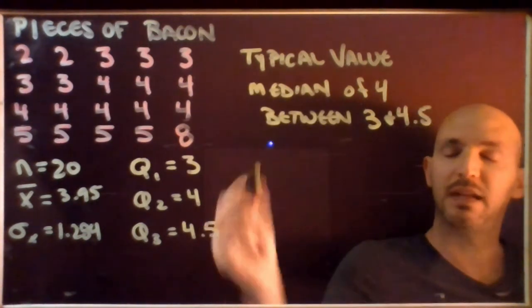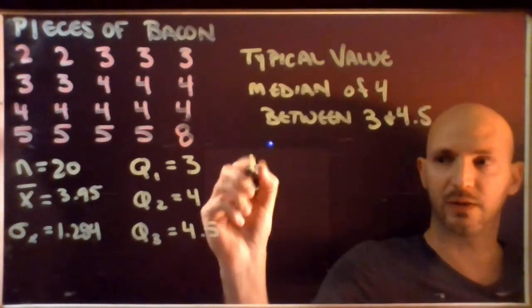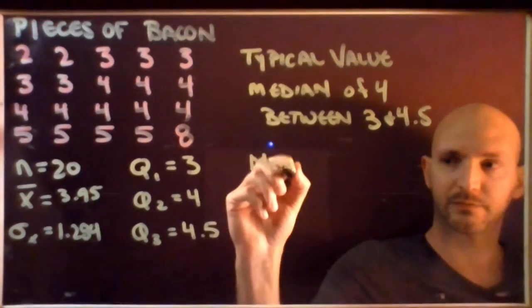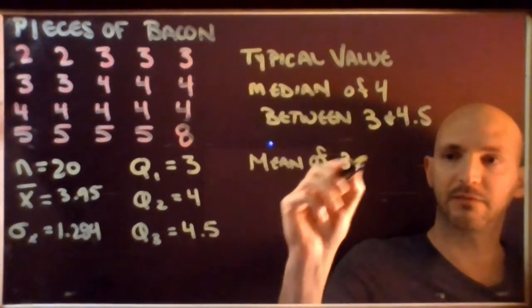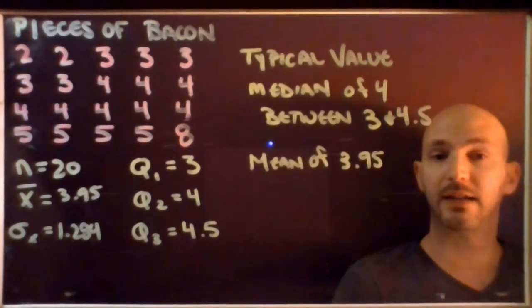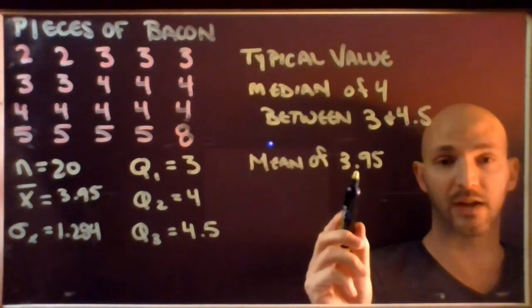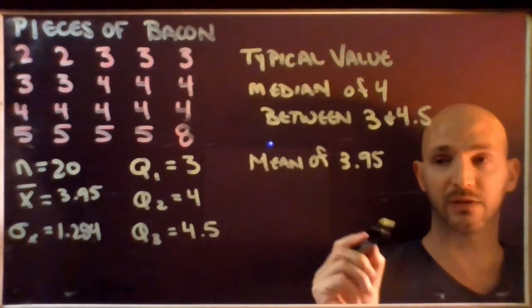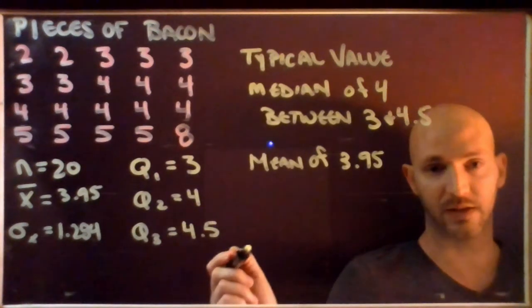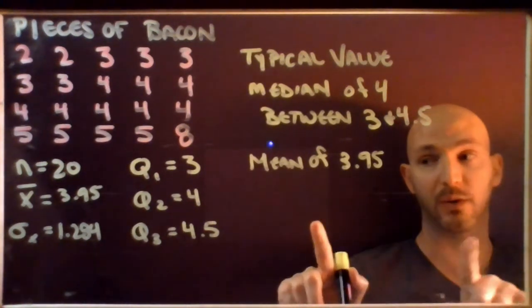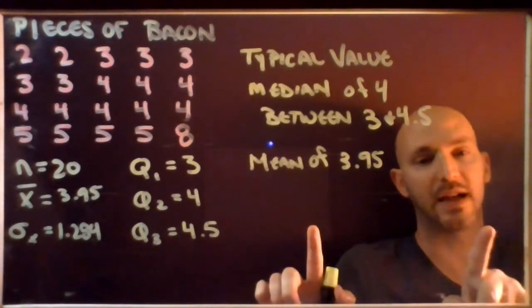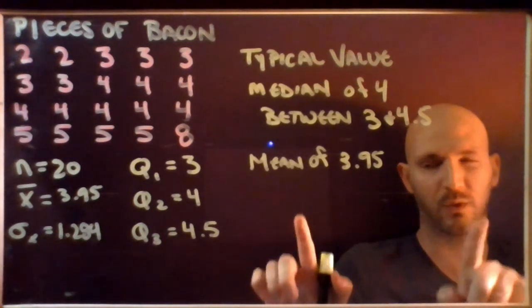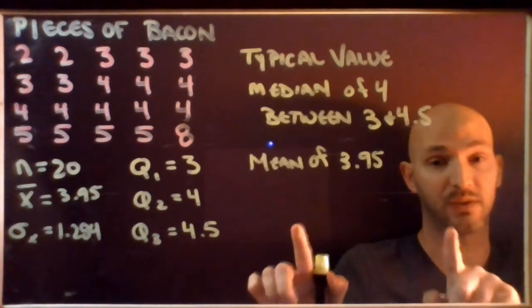Under the mean and standard deviation version, you'd have a mean value of 3.95. And in order to decide the typical value there, we're going to go from this mean value up a standard deviation and down a standard deviation in order to construct a window like Q1 and Q3 that will bound where most of the data points will sit.